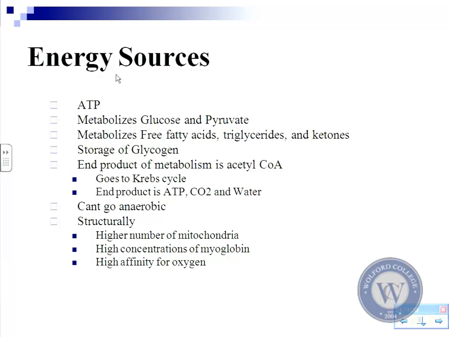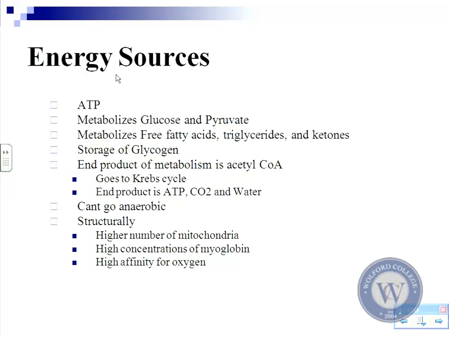ATP is ultimately the main energy packet for the heart. It's metabolized from glucose and pyruvate, and mostly from free fatty acids, triglycerides, and ketones, and then eventually forms into the Krebs cycle. The acetyl-CoA is an important part of the end product of these processes, which then goes into the Krebs cycle, and the end byproducts of that are ATP, CO2, and water.